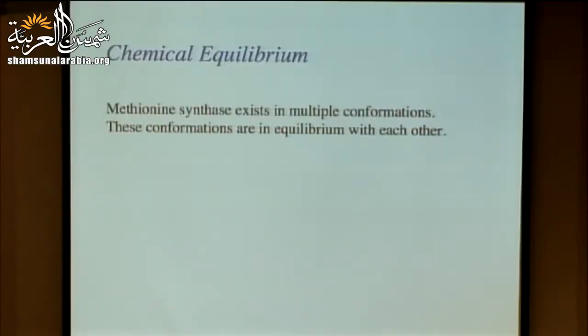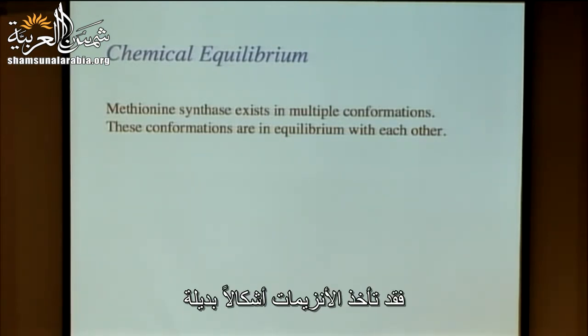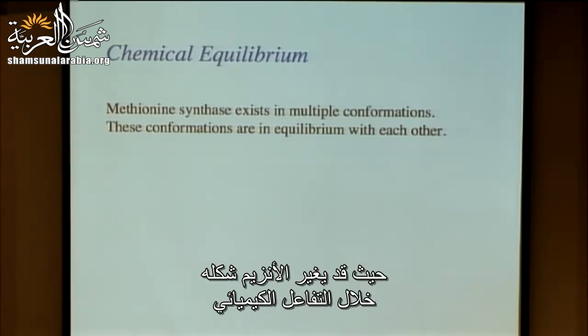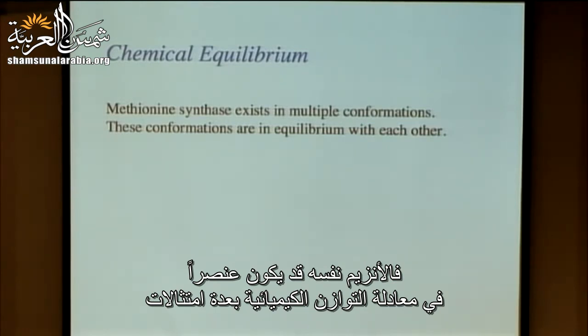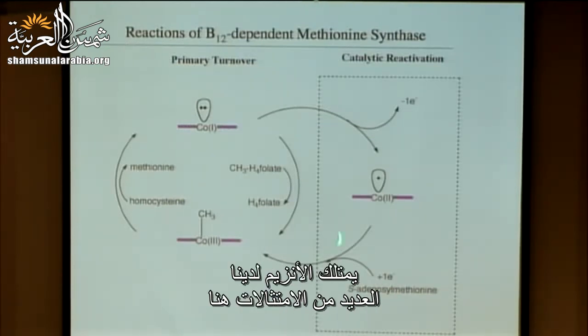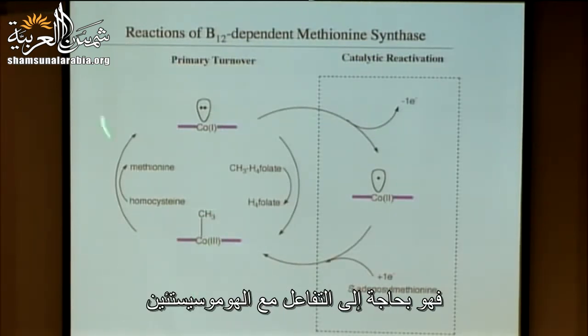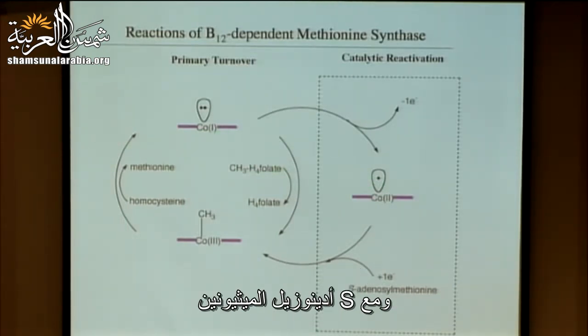Chemical equilibrium. So we didn't really talk too much about this in chemical equilibrium, but enzymes can have alternate conformations. The enzyme can change its shape during chemistry, and those conformations of the enzyme can be in equilibrium. So the enzyme itself can be in equilibrium with different conformational states. Here there are a lot of states of the enzyme. It needs to react with homocysteine, it needs to react with methyl tetrahydrofolate, and with S-adenosyl methionine.